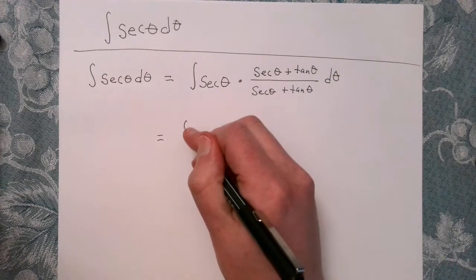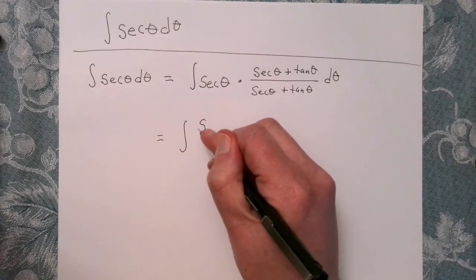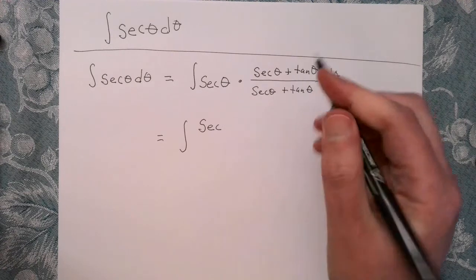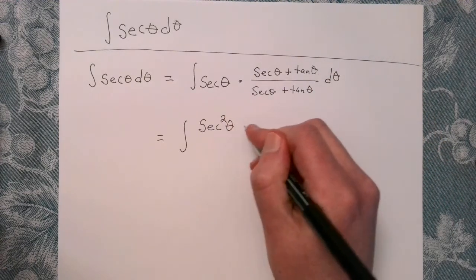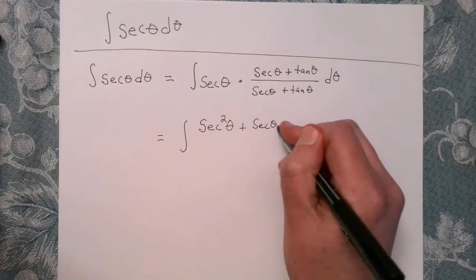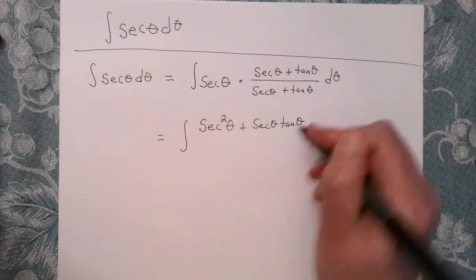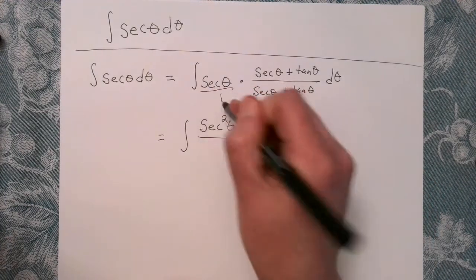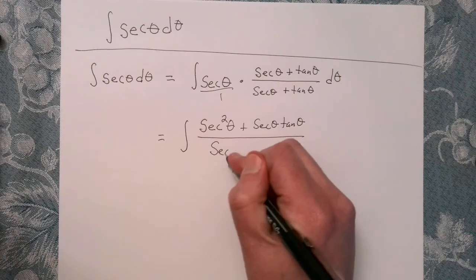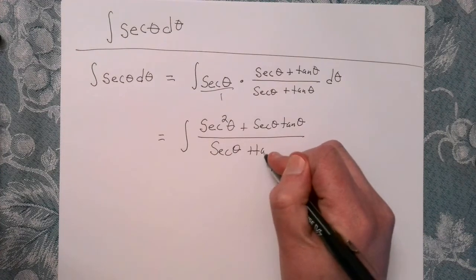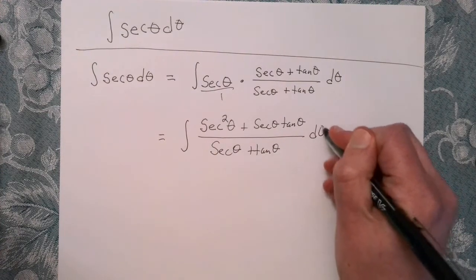Okay, and then you just multiply through and do a substitution. So if I multiply through, the numerator is going to be secant squared of theta plus secant of theta times tangent of theta. And then the denominator, because again that's over 1, that's going to be secant of theta plus tangent of theta d theta.